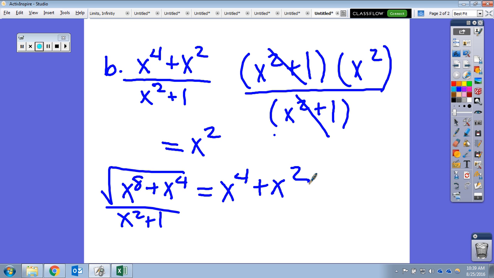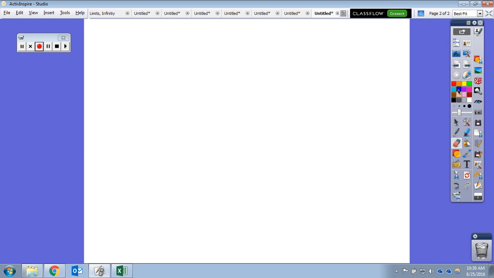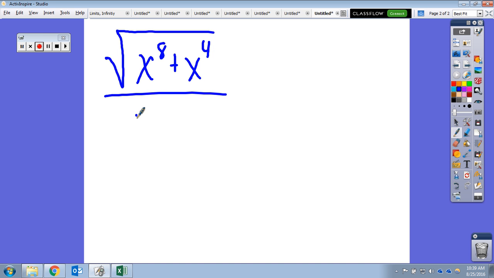This is what I want to see, just so everyone is on the same page. That doesn't work. I think it is one half, but that's not the answer. I don't understand what happened. Okay, thank you. If that happens, let me know, okay? All right, so what's the original problem? The square root of x to the 8th plus x to the 4th, over x squared plus 1. Thank you.